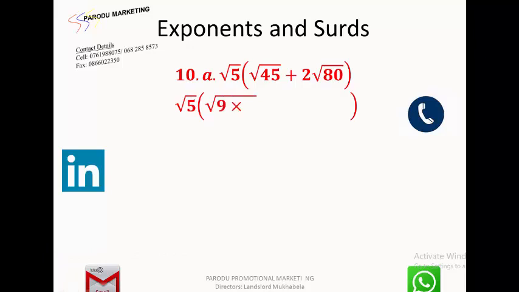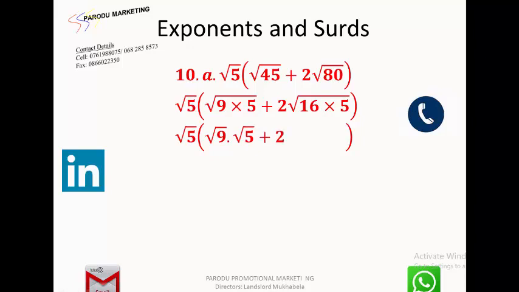So your square root of 45 becomes square root of 9 times 5. And your mixed expression, which is 2 square root of 80, becomes 2 square root of 16 times 5. Because 16 and 9 are perfect squares, right? If you separate your radicals, you will then notice that 9 gives you a perfect square, as well as 16 also gives you a perfect square. Now, once you have done this, you can then simplify your perfect squares, and you have now your mixed expression.